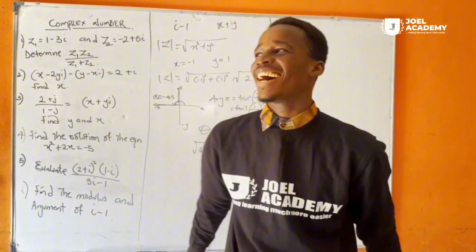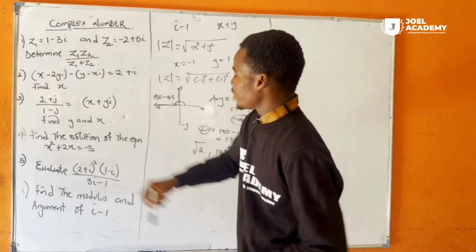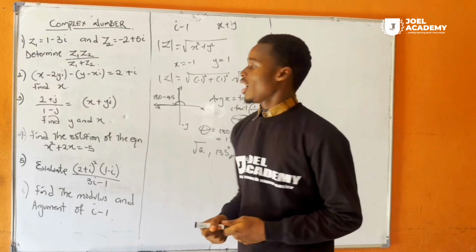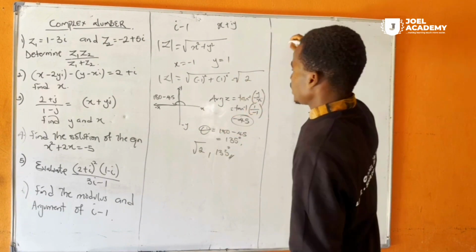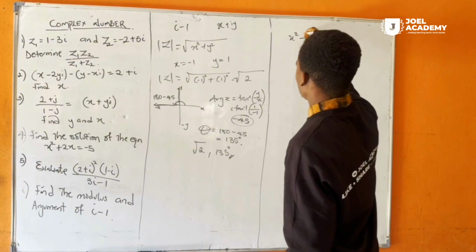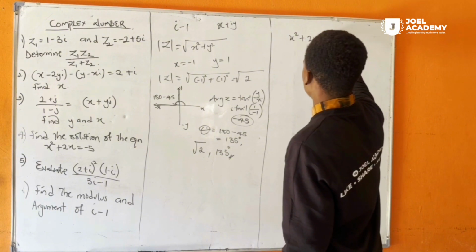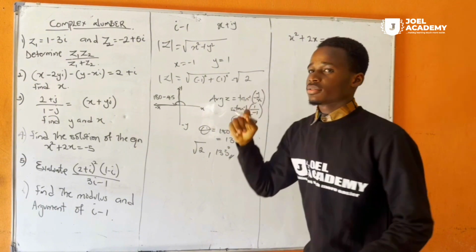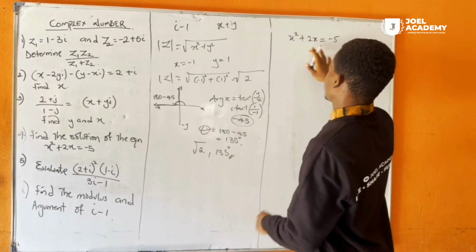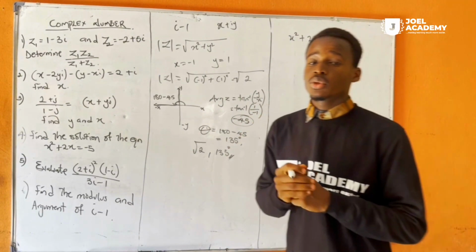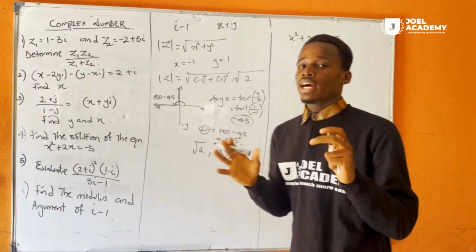Question 4. Okay, let's see question 4. Find the solution of the equation. Okay, so let's write down our equation: x squared plus 2x equal to minus 5. Now we're writing this equation. This is a quadratic equation, right? So we have to rewrite it.